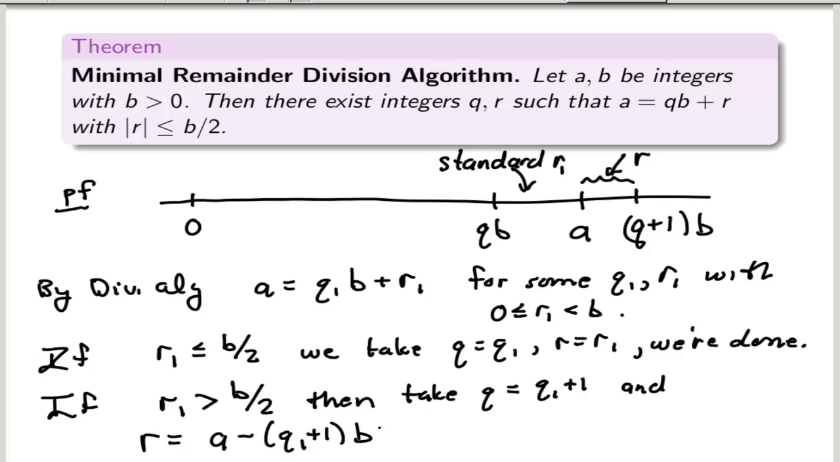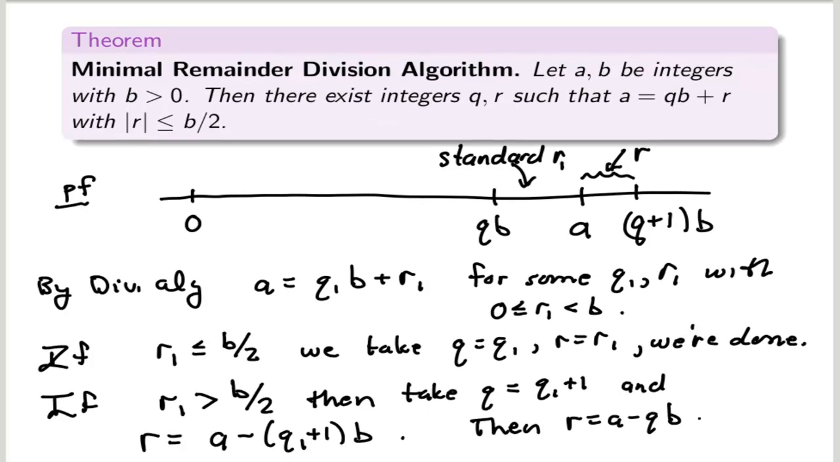Okay, then the claim is that this value of R does the trick. So once again, we would have R is A minus QB. So A is QB plus R. So that works again. And how big is R going to be?